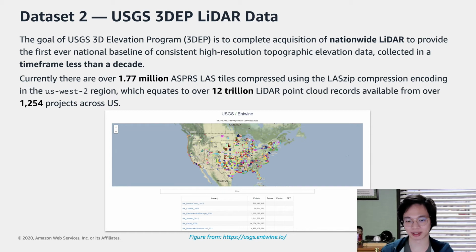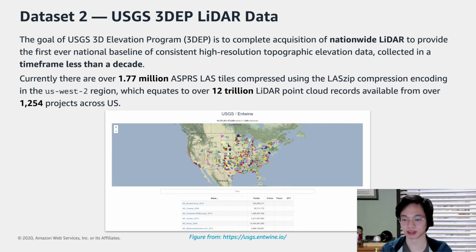Another data set we are going to use today is the USGS 3D LiDAR data. So this program is to complete the acquisition of nationwide LiDAR to provide the first ever national baseline of consistent high-resolution topographic elevation data, and collect it in a time frame less than a decade. So we can expect that most of the data are collected within a decade, not much change in between. And currently there are over 1.77 million LAS tiles compressed using the LAZ compression encoding in the US West 2 region.